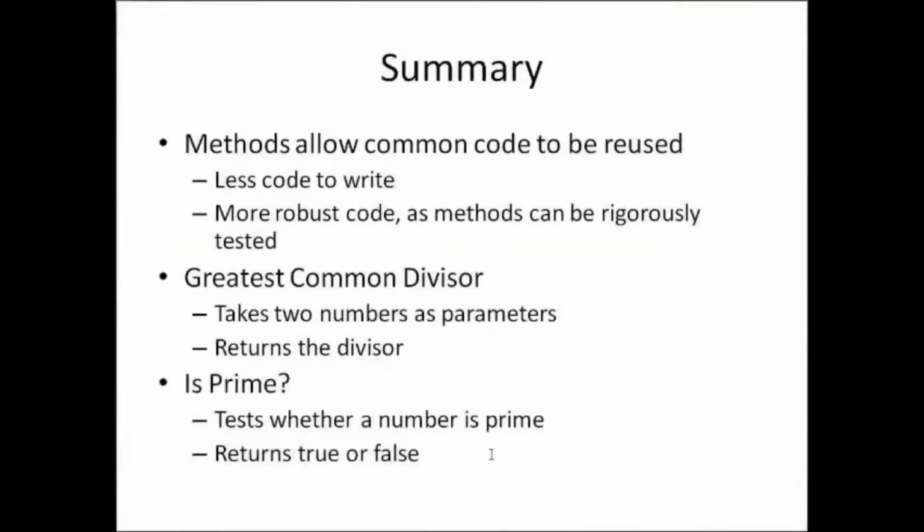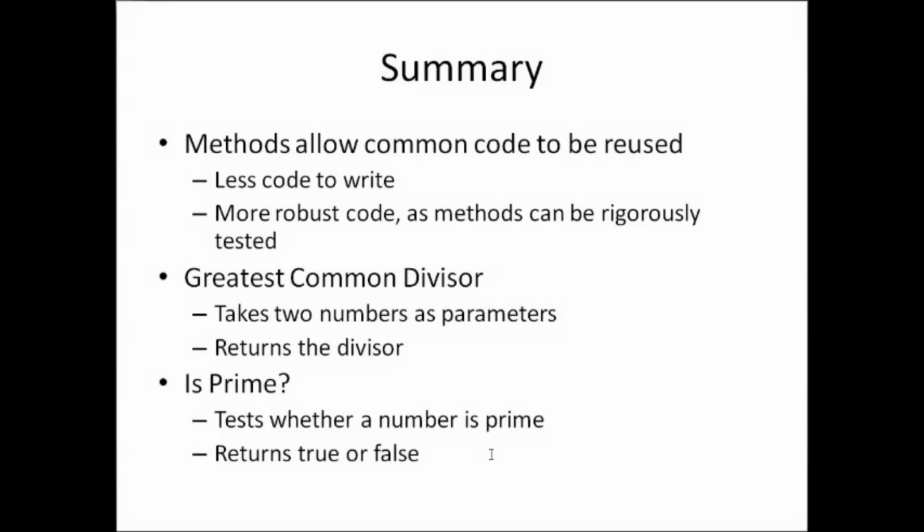So what did we do? We wrote some methods, and these methods allow us to reuse common sections of code. It means that we have less code to write because we can reuse sections over and over, and it also means that our code can be more robust because we can actually test these methods rigorously to make sure they do what they're supposed to do. Whereas if we're either copy and pasting code over and over or just writing it from scratch over and over, we never get to do this amount of testing.